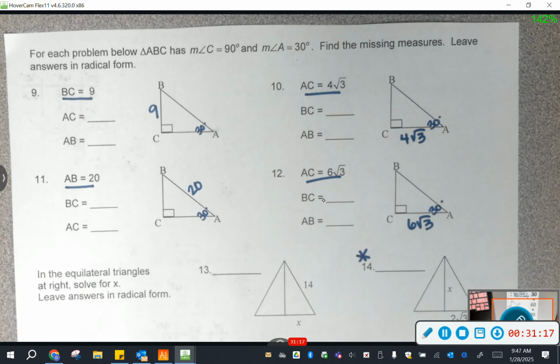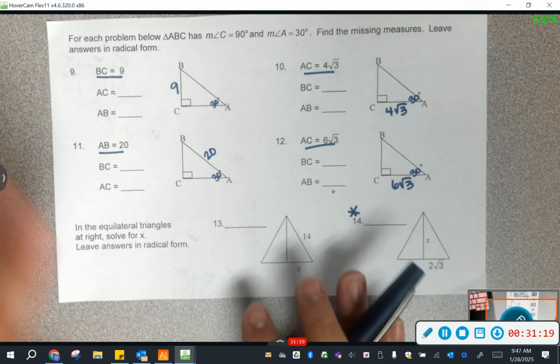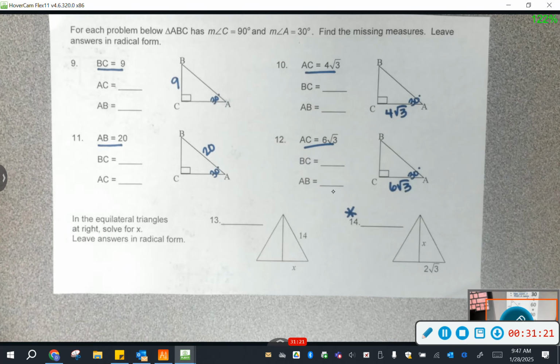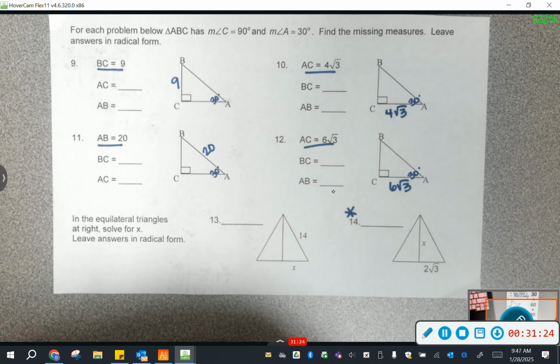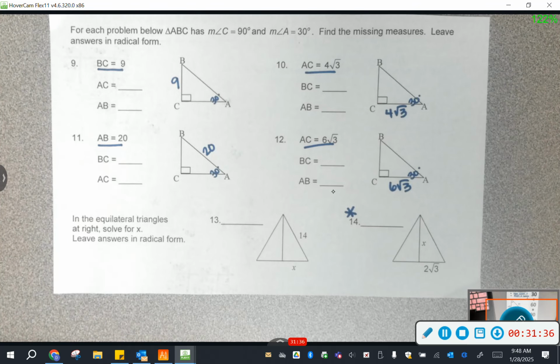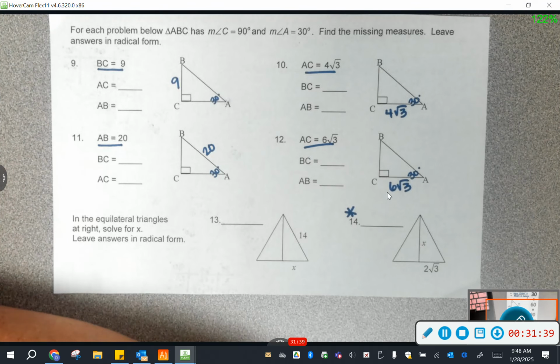Number 14 is also a bonus. You do not have to do number 14, but you can. Y'all have 20 minutes to get this worksheet done and turn it in. 14 and 8 are bonuses. Go. You can move, work together, work by yourself. It's up to you.